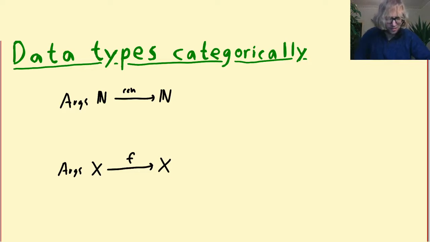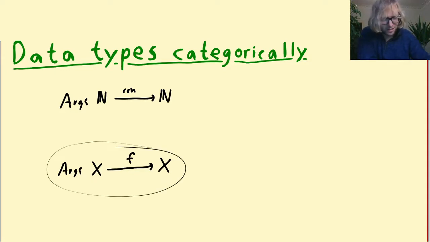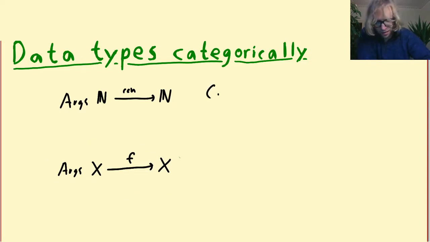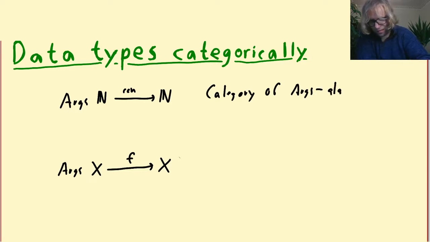So now, if I want to understand this, then I'm trying to make a category out of this. So I'm saying that my objects in this category are things that look like this, and I have to come up with a good notion of morphism. So this is called the category of args algebras.